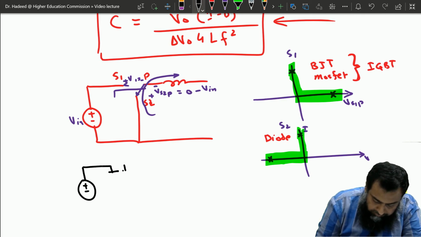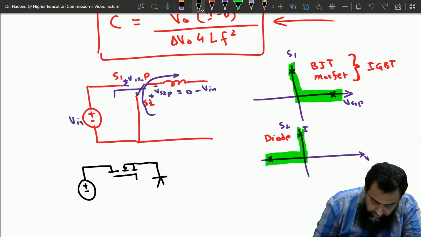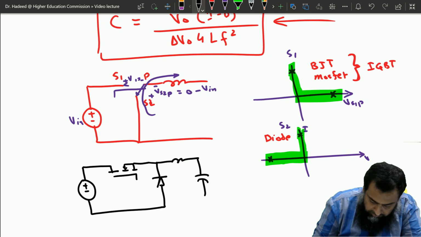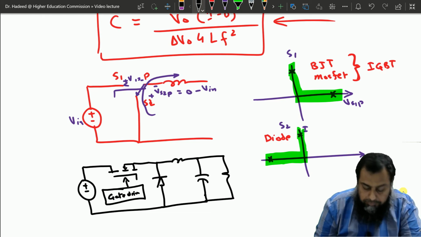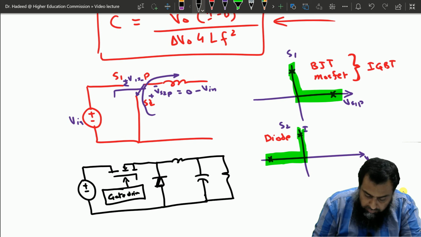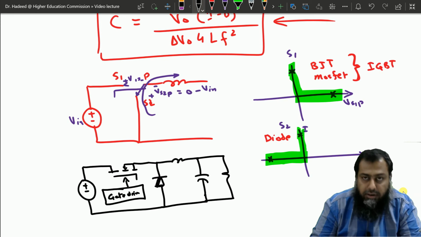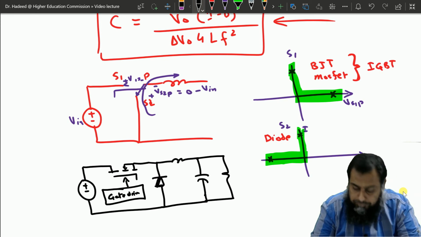So we have a diode connected here. This is the inductor, we have the capacitor, and here we have the resistance, right? And of course there shall be some gate driver circuit that will drive this particular MOSFET, and this diode will turn on automatically when we turn this off. So it will act as a freewheeling diode for the rest of the circuit.